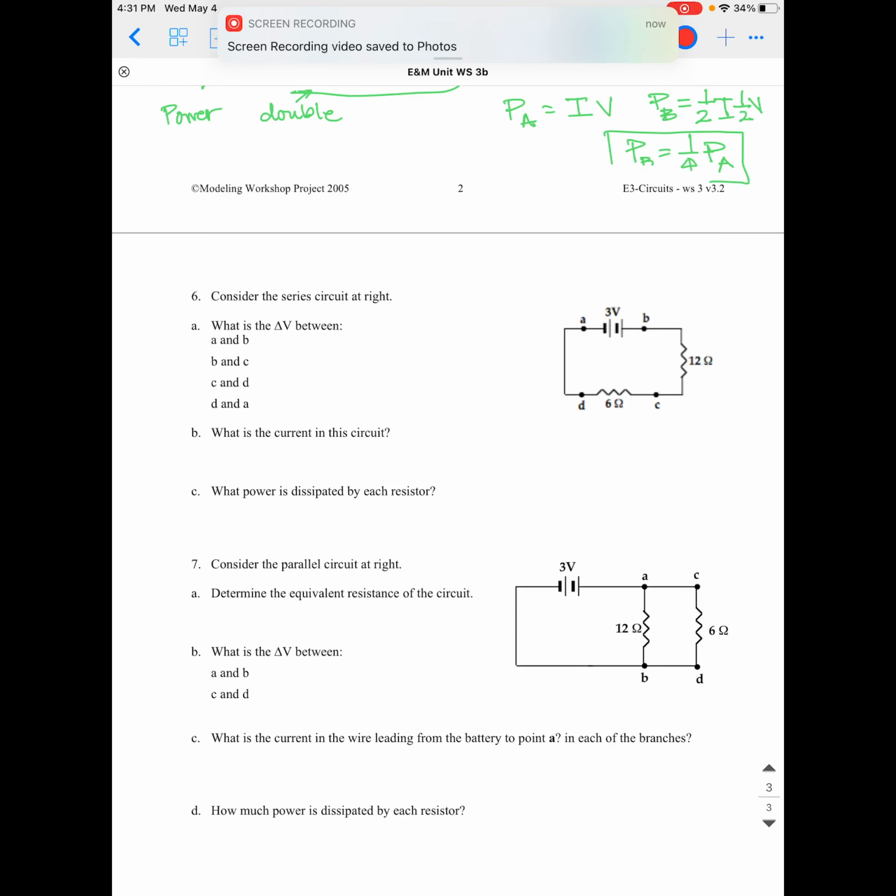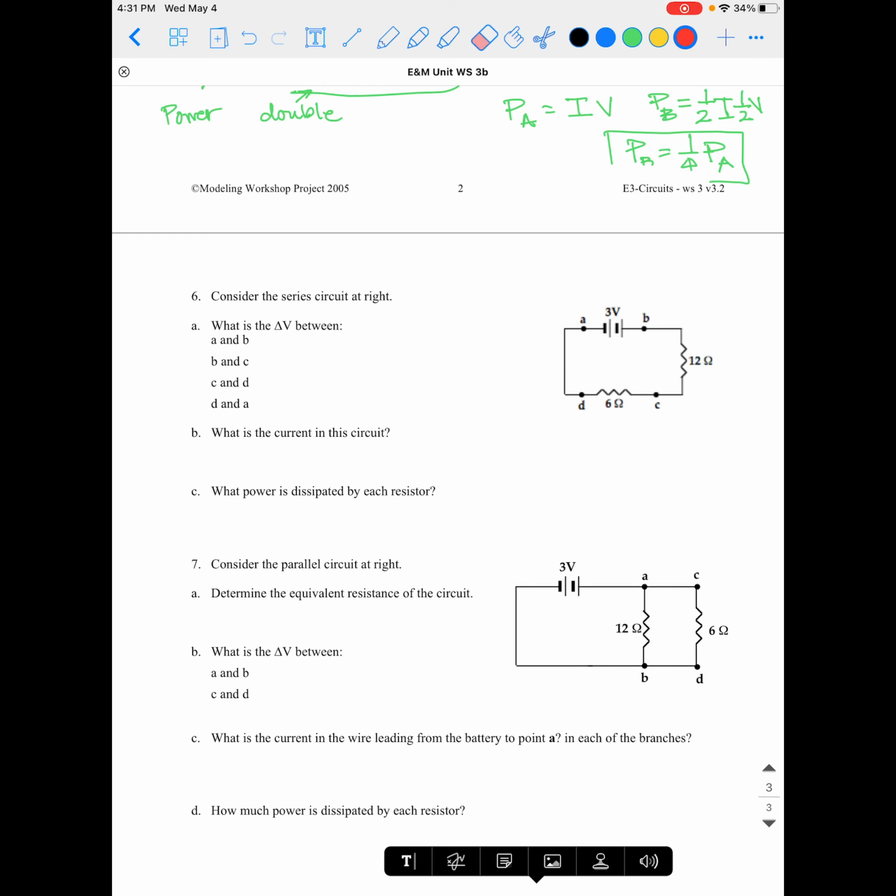All right, so what we're going to do here is we're going to start working with series and parallel circuits. And what I like to do when I'm working with series and parallel circuits is to always have a vertical circuit that represents my series here. So I start with 3 volts, I work my way down, I have 2 resistors in a row, and then back to the negative side of the battery.